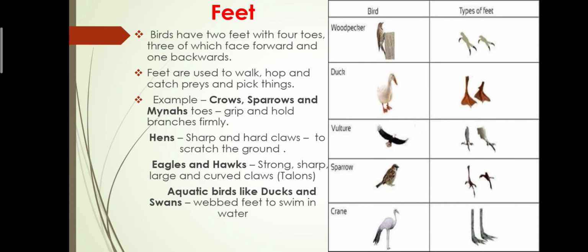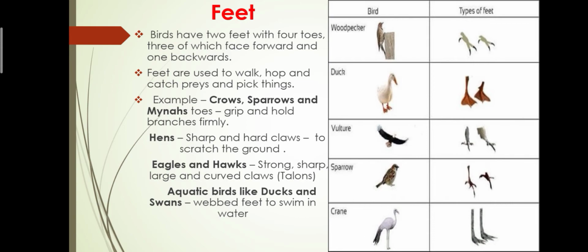Now the feet. In this picture you are able to see different kinds of birds and they have different types of feet. You can see the feet of woodpecker, duck, vulture, sparrow, crane. Birds have 2 feet with 4 toes, 3 of which face forward and 1 faces backward. Feet are used to walk, hop, and catch their prey and to pick things.